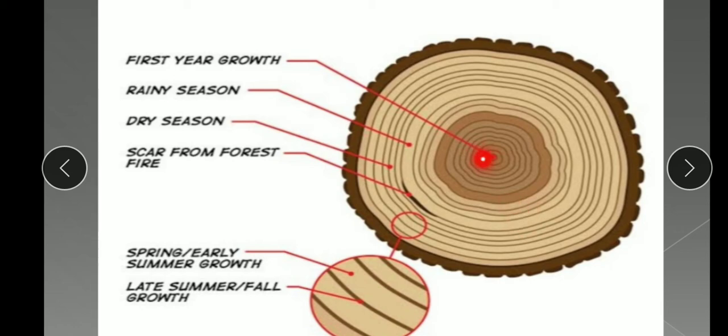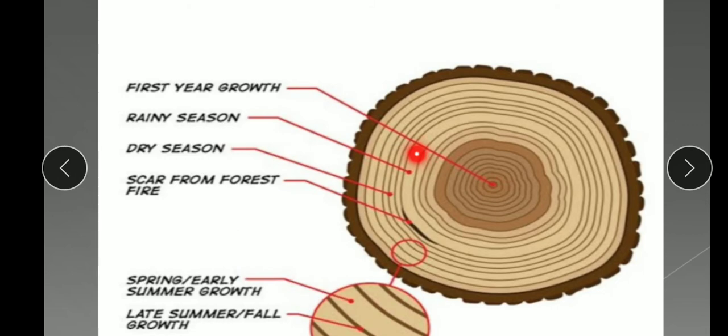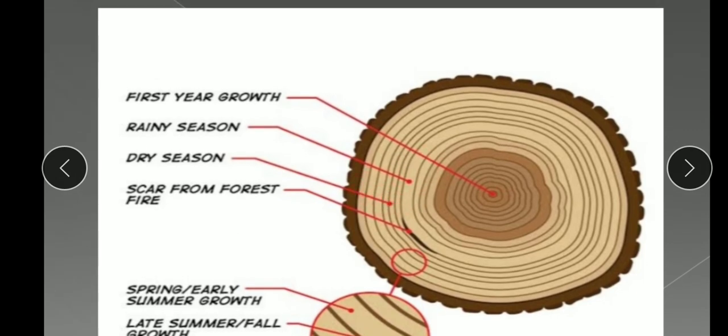So you see here the first year growth, and then the rainy season growth. Here you can see this is the growth in the dry season. In this manner a complete ring is formed during a growth, and each ring is commonly known as the annual ring, and it is made up of two distinct parts, the inner layer of the spring wood and the outer, more compact layer, which is known as the summer wood. So these are the annual rings.